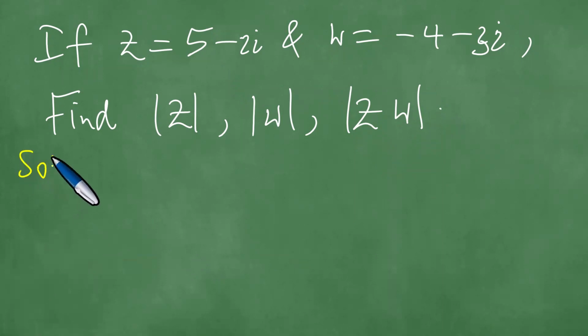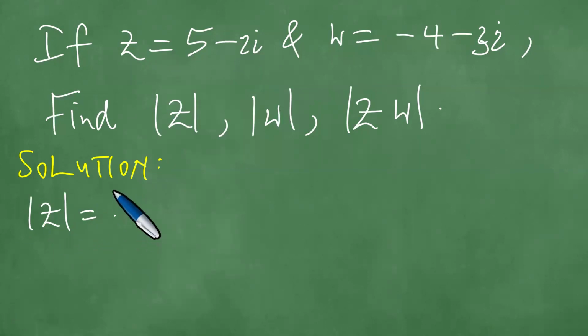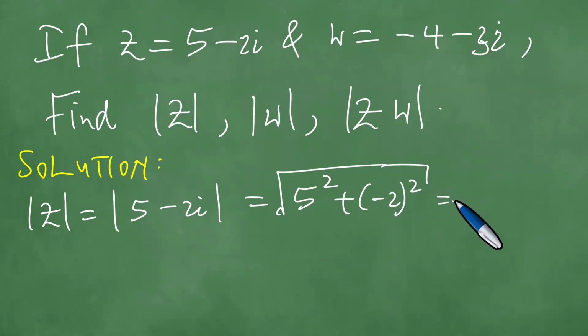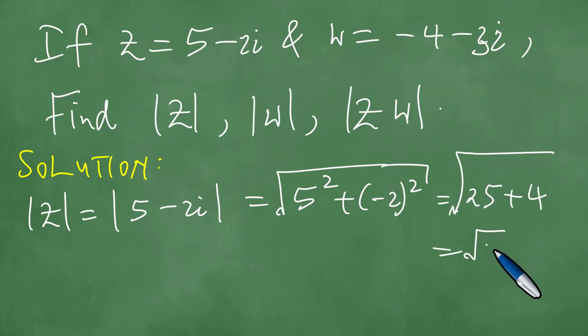So obviously, I'm sure that this will be pretty straightforward. Let us find the length, or the modulus, of Z. So Z is this one, 5 minus 2i. You find the modulus by taking the square root of 5 squared plus minus 2 squared. By definition, you square the real part, you square the imaginary part, and 5 squared is 25, and minus 2 squared is 4, and this is the square root of 29.